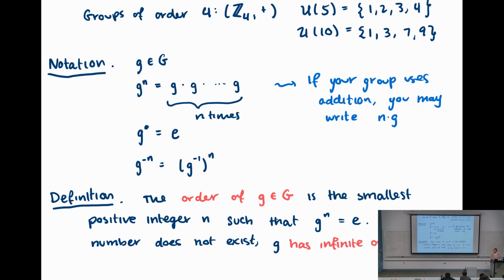And similar to how the order of a group was denoted, we would write this as G with lines surrounding it. So that's how you would write the order of G.